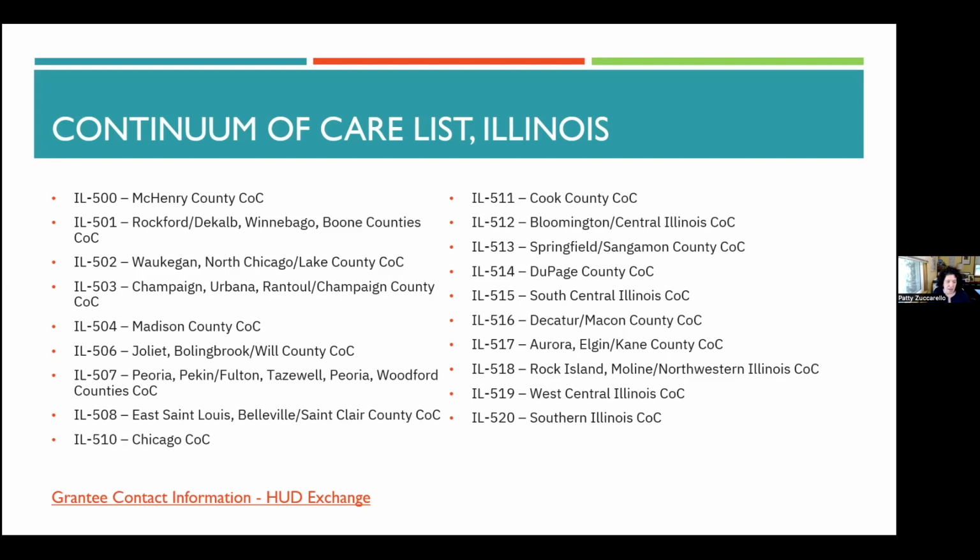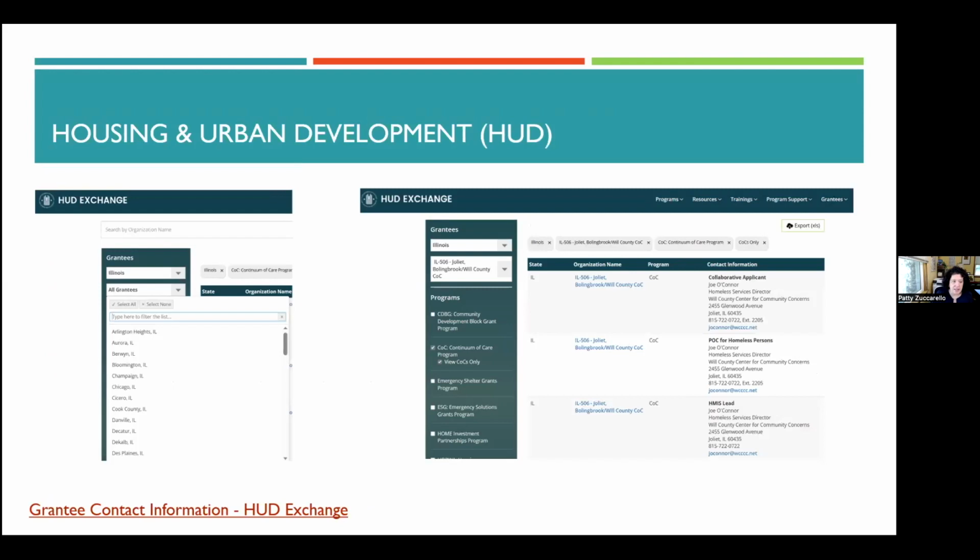So the best way to figure it out is to go to the HUD Exchange, which looks like this. And then you can basically type in the town where your college is situated or the town where the student in question was last housed, and then kind of work through which of these continuum of care would be your continuum of care for that student. You can then see, once you search, it'll bring up the organization's name, the contact for the particular collaboration, and then that'll get you going.